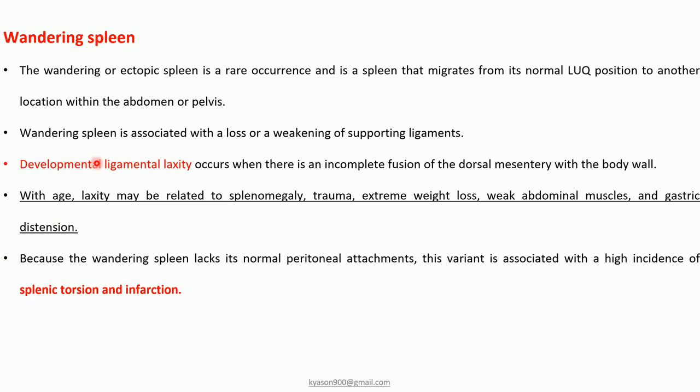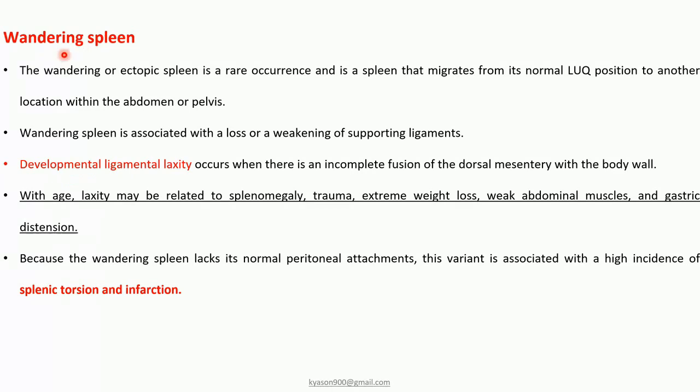It can occur also with age. As we age, our body tissues weaken. Okay, so those supportive elements can weaken with age. They can weaken if a patient has splenomegaly. Okay, if the spleen is heavy, it can't be held in its anatomical location. It can easily descend downwards. Trauma, extreme weight loss, weak abdominal muscles, and excessive gastric distension can lead to the spleen residing out of its normal anatomical location. So all those are risk factors that can lead to this condition.